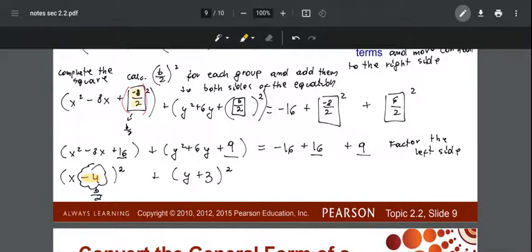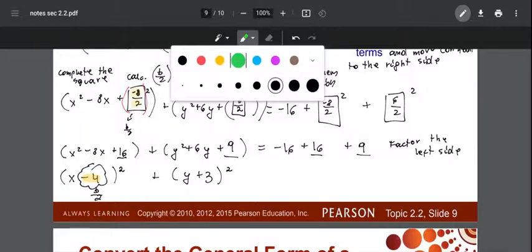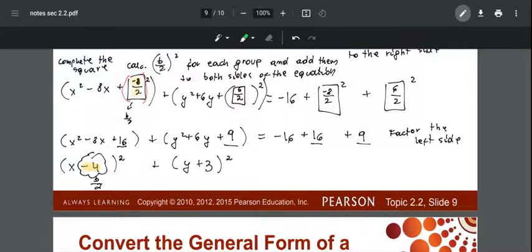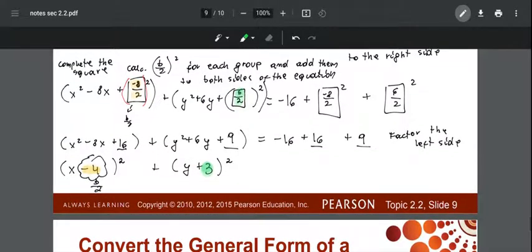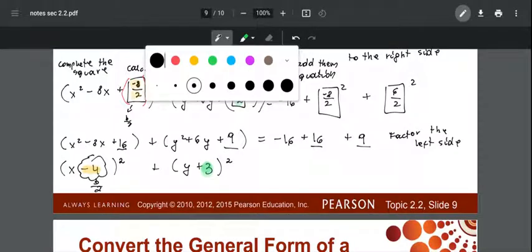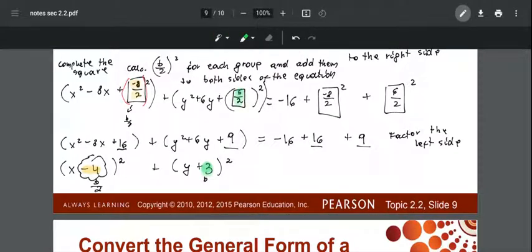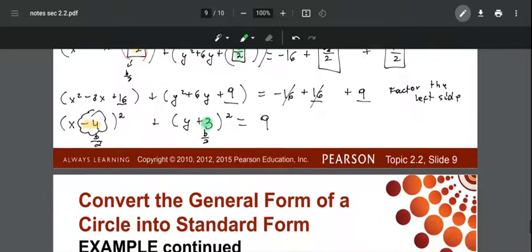Okay? And in the second parenthesis, again, to factor that, that positive 3 is going to be b over 2. B over 2, it's 6 divided by 2, we got 3. Okay? So they always represent b over 2. Equal, and on the right side, we'll just simplify, so we're getting 9. And we already have the standard form.